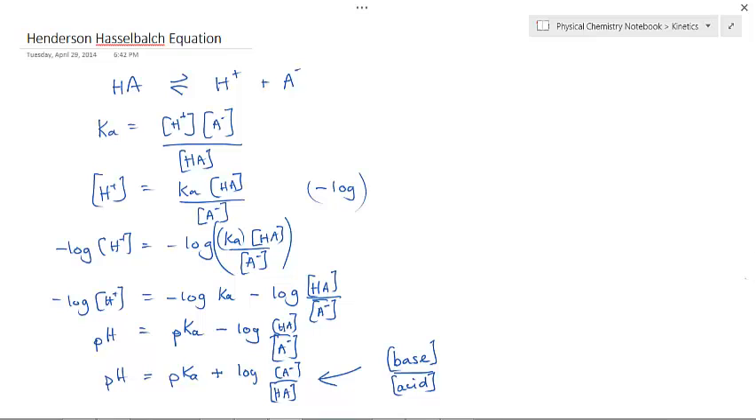Or if you don't know what the pH is going to be, you can predict what it would be for a solution. And this will be very important when you're making up your buffer, because you can use this equation to predict what the pH of your solution is going to be, and therefore what the changes in the pH are going to be when you're adding acid or base to it. So it's a very useful equation.